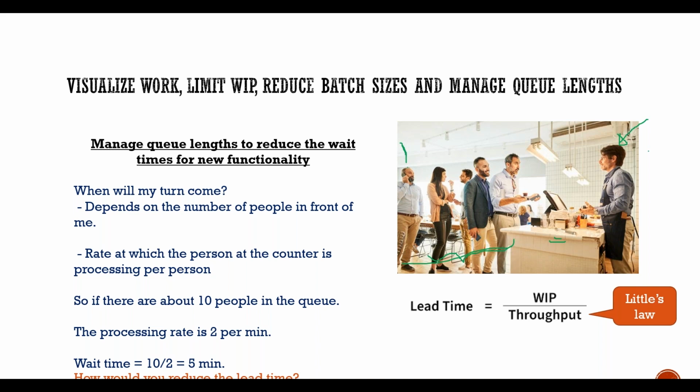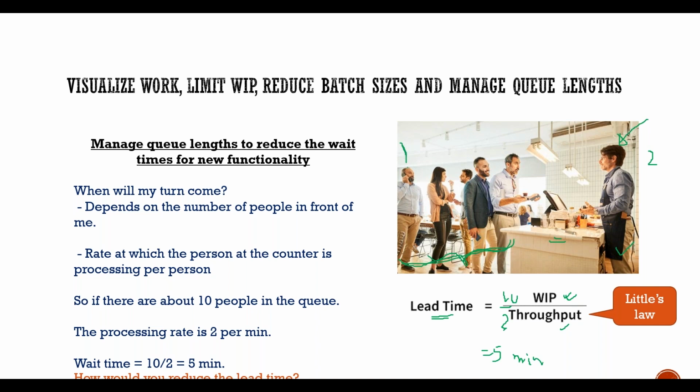So if there are about 10 people in the queue, and if this guy is processing about 2 people per minute, the wait time is 10 people divided by 2, which is 5 minutes. That wait time is our lead time. Lead time is determined by work in progress and throughput. Throughput is 2 per minute, and work in progress is the number of people, which is 10. So when we talk about a work in progress limit of 10 and throughput of 2, your lead time is about 5 minutes, your wait time.